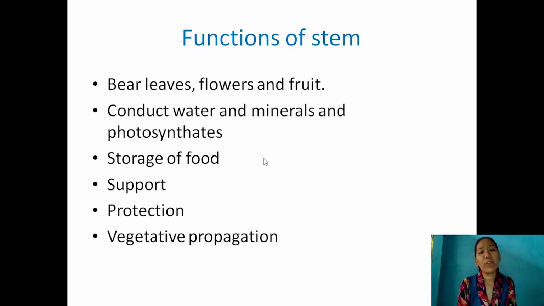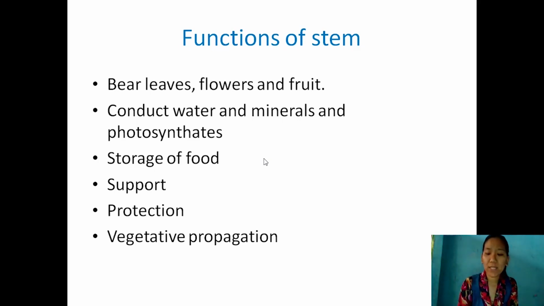Then talking about the functions of the stem, it bears leaf, flower, and fruit. It also conducts water and minerals, and also the photosynthates. Photosynthates are nothing but the products of photosynthesis, for example sucrose. The other functions are, it helps in storage of food, it helps in supporting the plant body, it also provides protection. They are modified to protect the plant and also act as vegetative propagules.